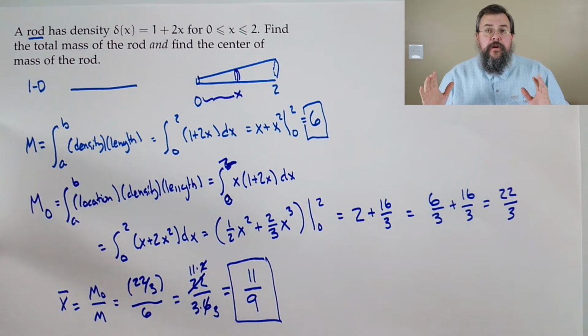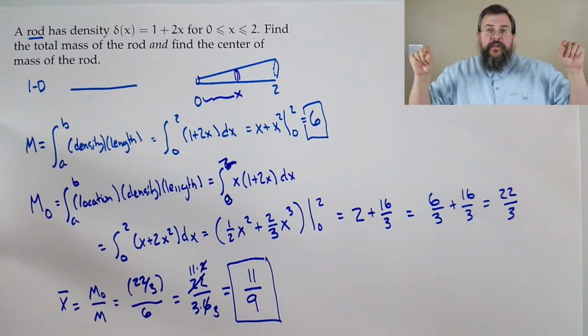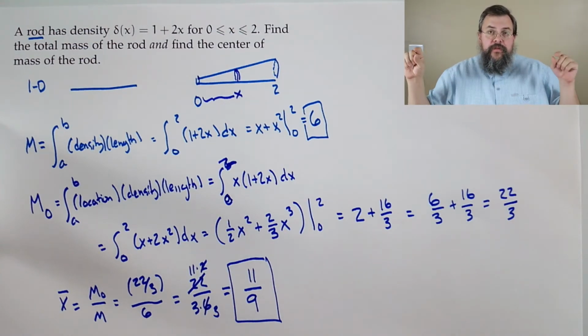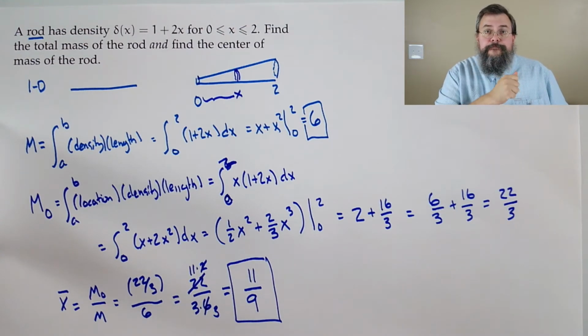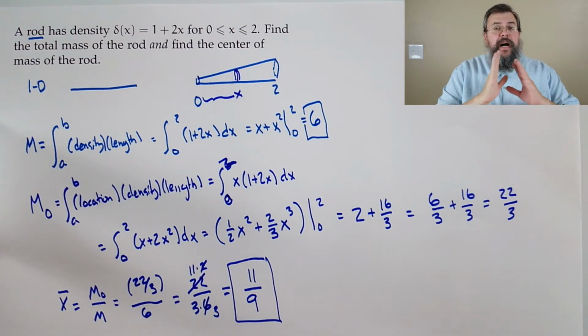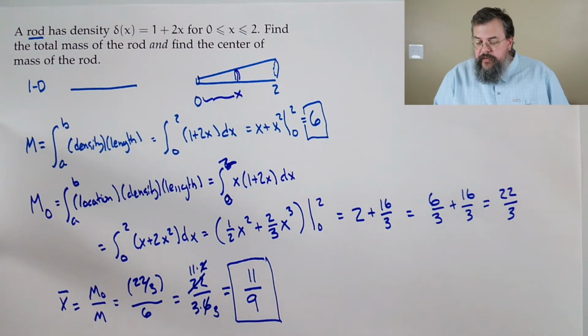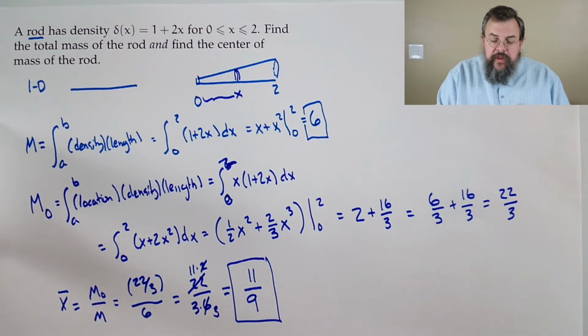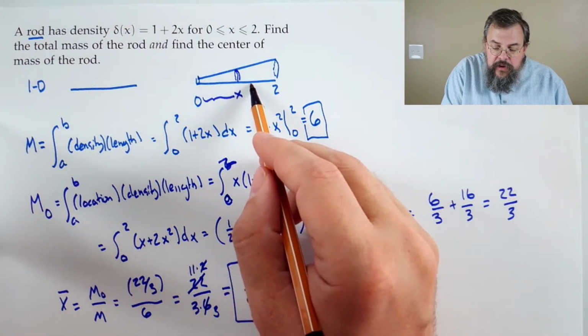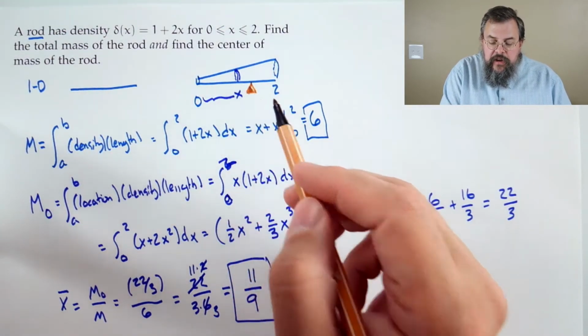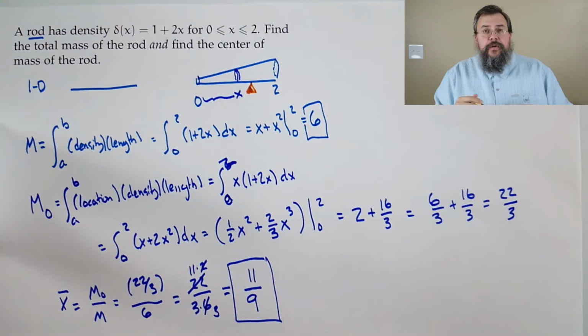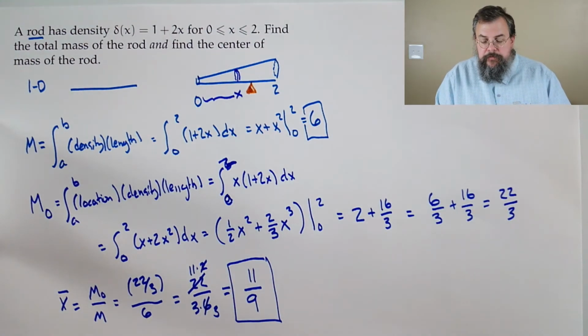mass be biased towards? If it was constant density, it'd be right in the middle. So between 0 and 2, 1. So I should be biasing towards the thicker end. Now, if we think about the value of 11/9, that does bias towards the thicker end. So that's good. It matches our intuition. We should be near to where there's more mass. So, all right, good. Well, not so bad.